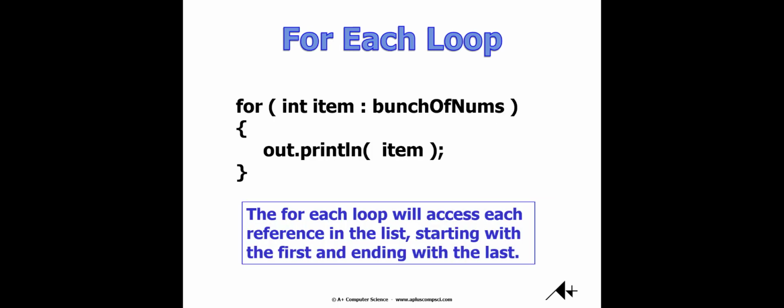Here I have the for each loop. Hopefully everybody's comfortable with this. If you went through the video over arrays, we spent a ton of time talking about the for each loop, definitely something that you need to be familiar with. My array list name in this example is a bunch of nums. Each time through the loop, the for each loop goes to a bunch of nums, gets the next value, and puts it in item so that we can print it out inside of the for each loop.